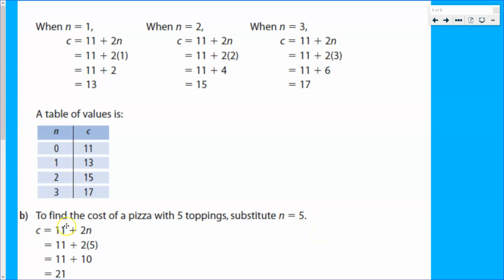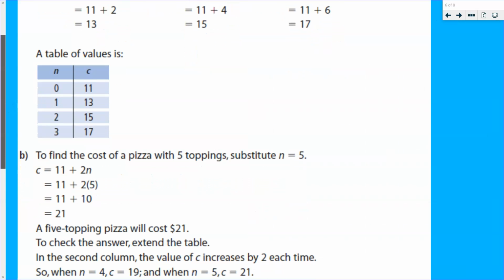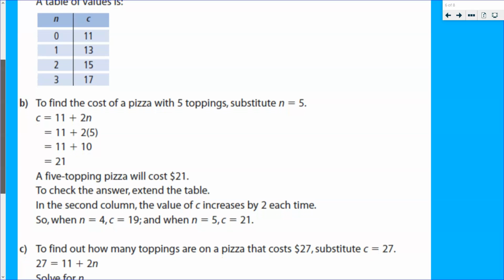All right. And to find the cost of a pizza with 5 toppings, we have to substitute n equals 5. And here they did that. Okay, substitute that 5 in for the n, did the math, found it was 21. Okay, so that 5-topping pizza will cost $21.